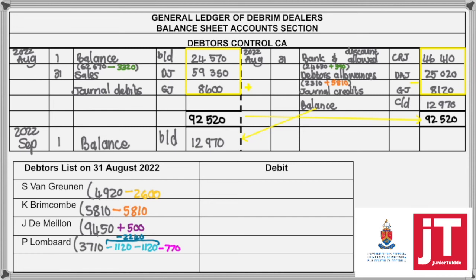Then you continue and you find your new amounts for your debtors list. So Van Grienen had 4,920 and 2,600 Rand must be minused off. So you end up with 2,320. Brimcombi must be 0 and don't put a dash. Show that the account is now a 0 figure. Don't just put a dash or leave it blank.